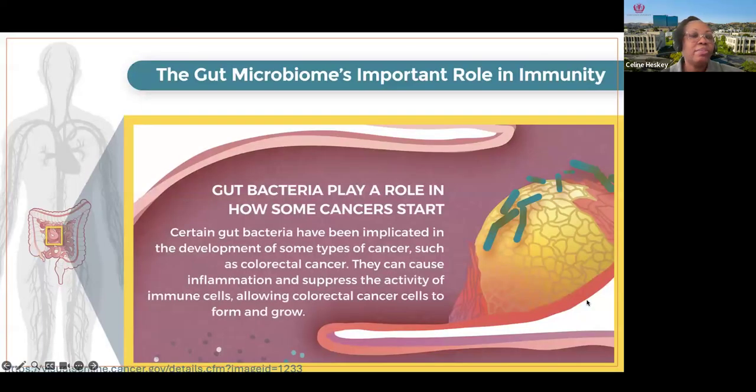So let's talk about cancer and the gut microbiota. So certain gut microbiota have been implicated in the development of some types of cancer, such as colorectal cancer. They can cause inflammation and suppress the activity of immune cells, allowing colorectal cancer cells to form and grow.